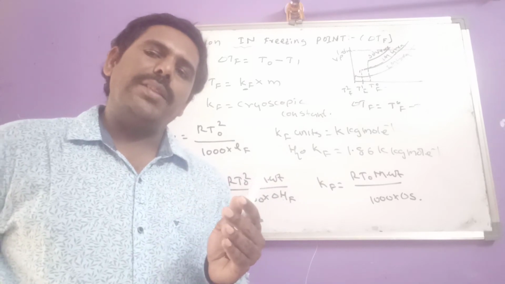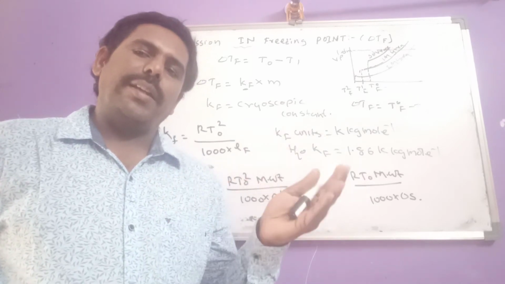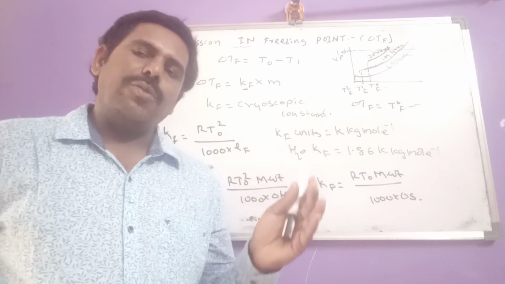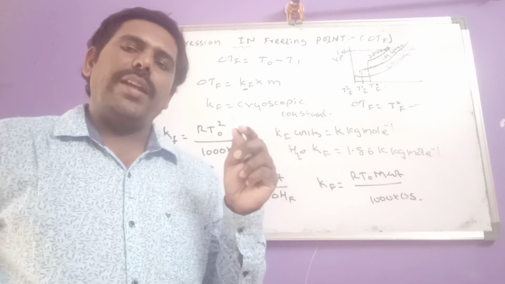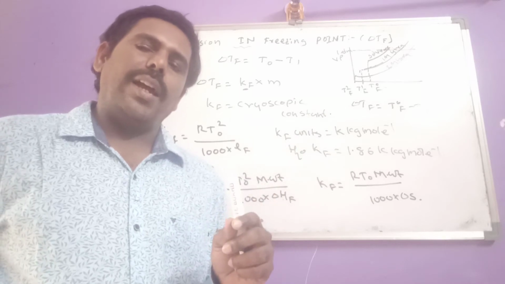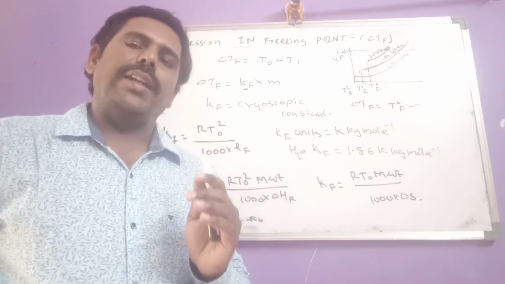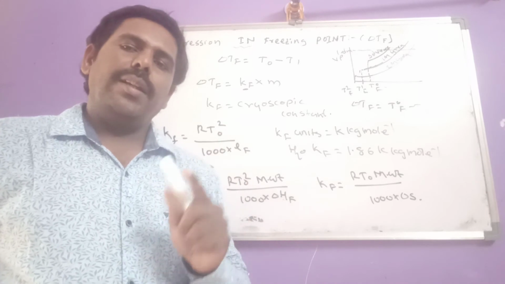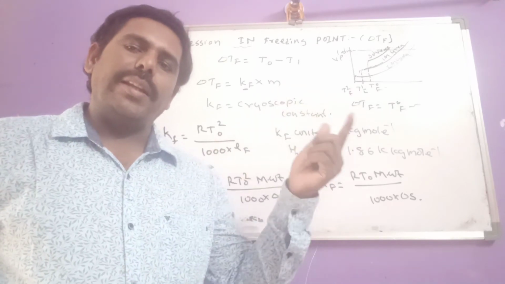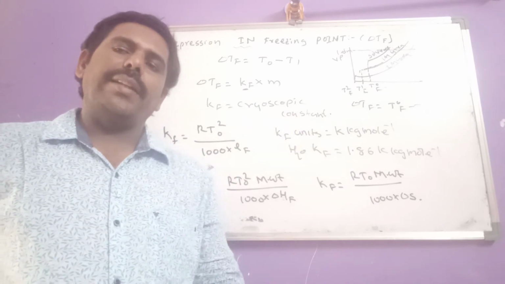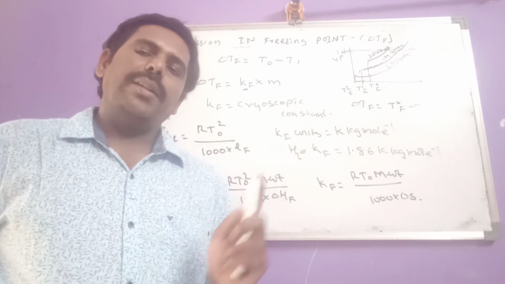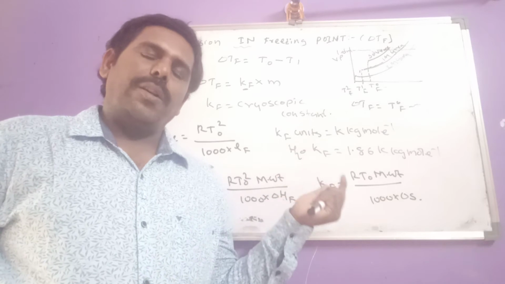Its boiling point increases from 100 degrees centigrade. Means it becomes 101 or 102 degrees like that. So when a non-volatile solute is added to any solvent, first thing, its boiling point increases. Second thing, its freezing point decreases. So we have to remember these two important things.